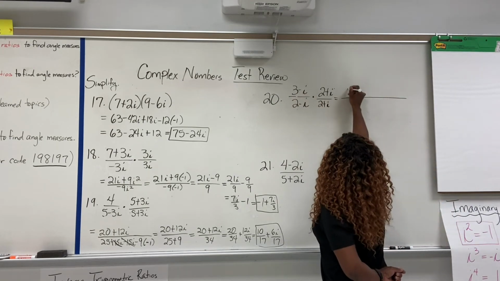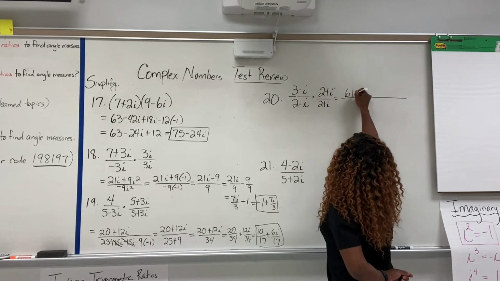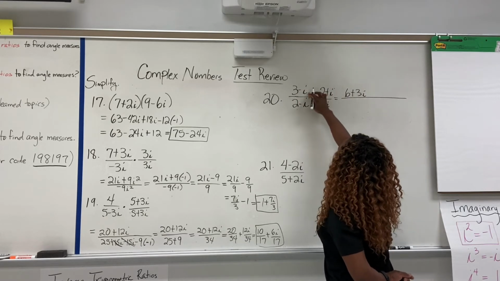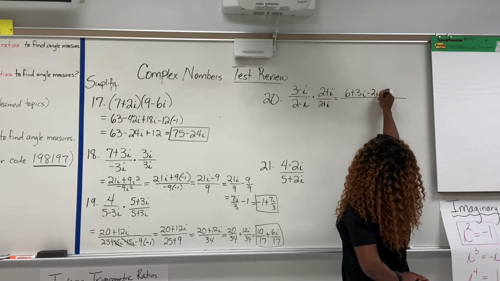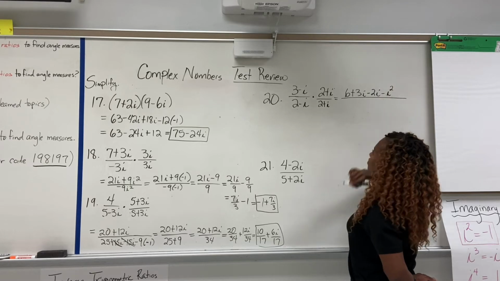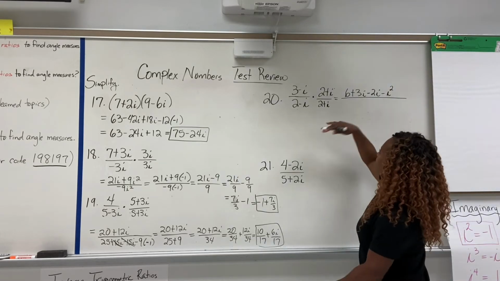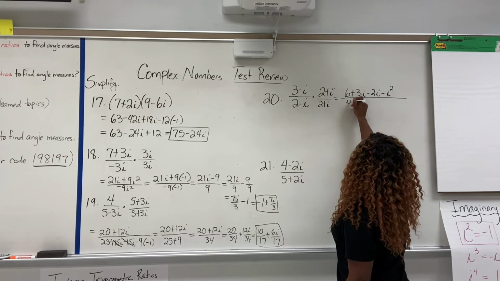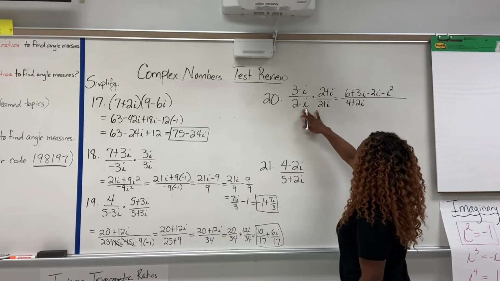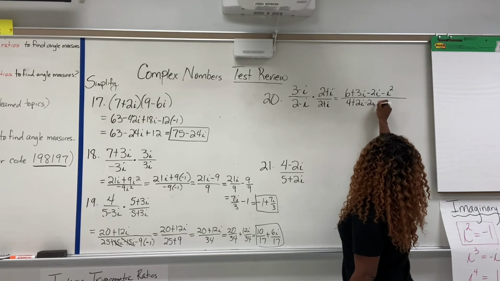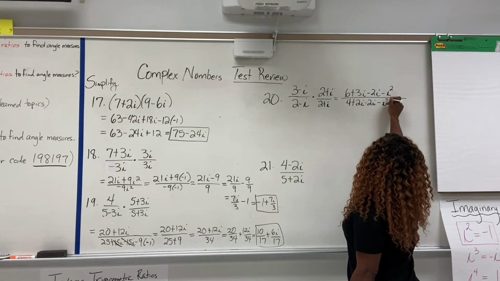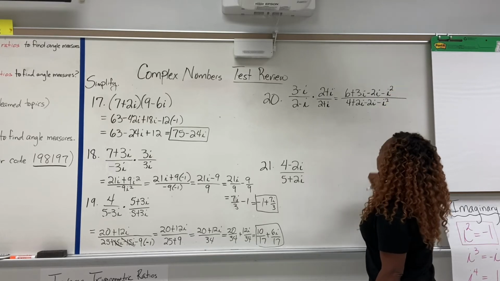So 3 times 2 is 6, 3 times i is 3i. Negative i times 2 is negative 2i. Negative i times positive i is negative i squared. Done with the top. Let's get the bottom. 2 times 2, 4. 2 times i, 2i. Negative i times 2, negative 2i. Negative i times i is negative i squared. Not too bad.